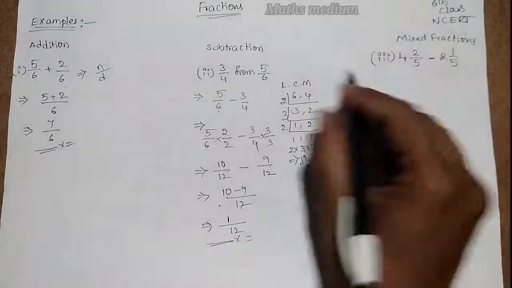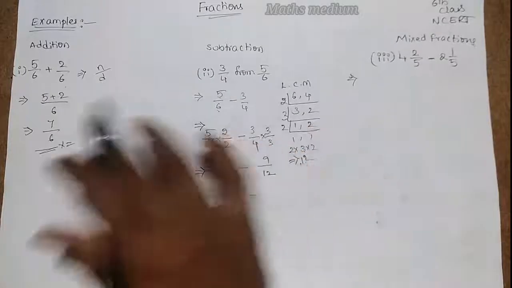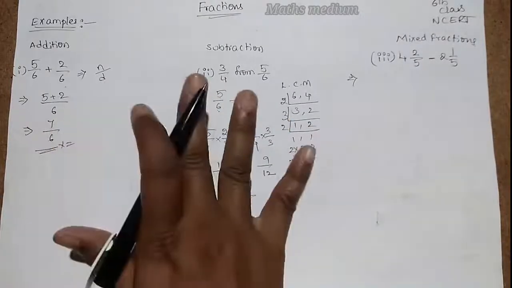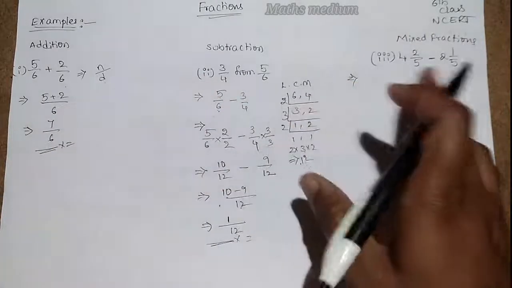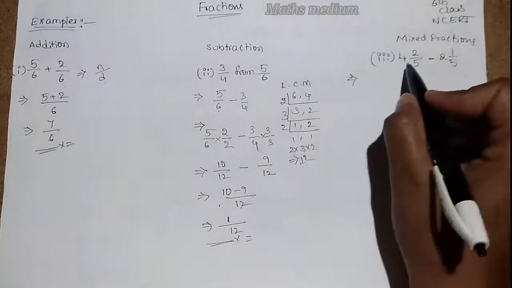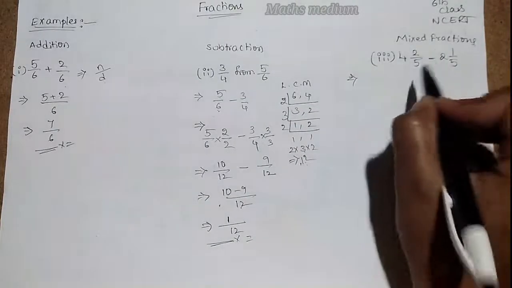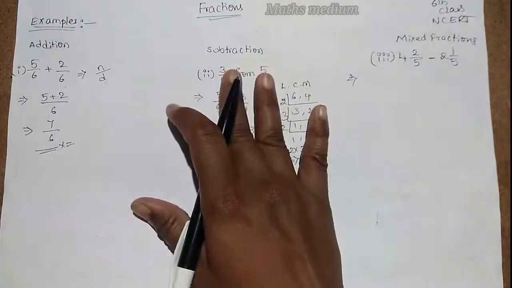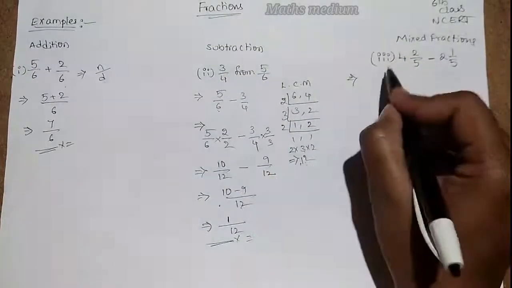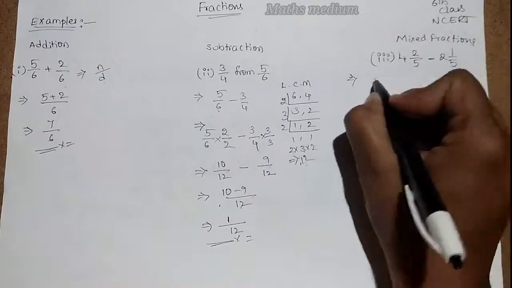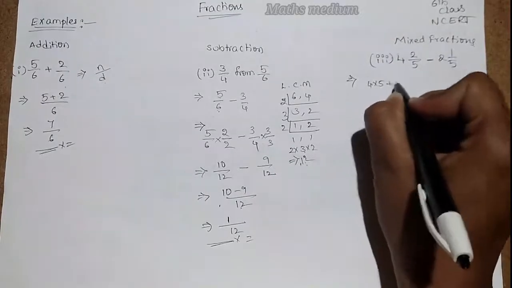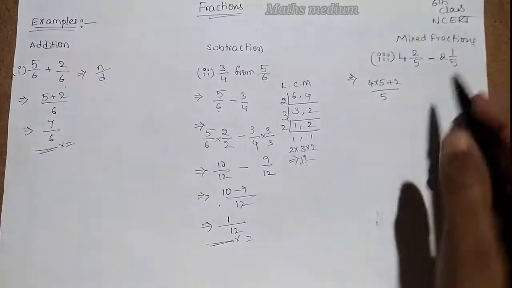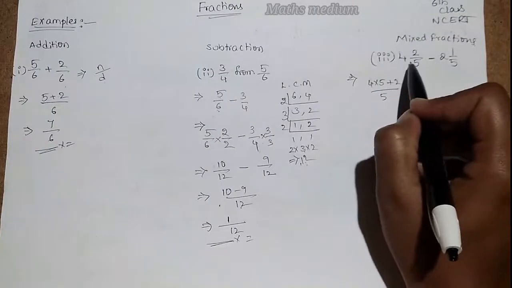Next, coming to here, we are having mixed fractions. In these two cases we had like fractions and unlike fractions, but here we are having mixed fractions. Now how we are going to do this is convert the mixed fraction into an improper fraction, then we will apply the same method to solve these mixed fractions. So now take 4 into 5 plus 2 by 5. This is the way to convert mixed fractions.